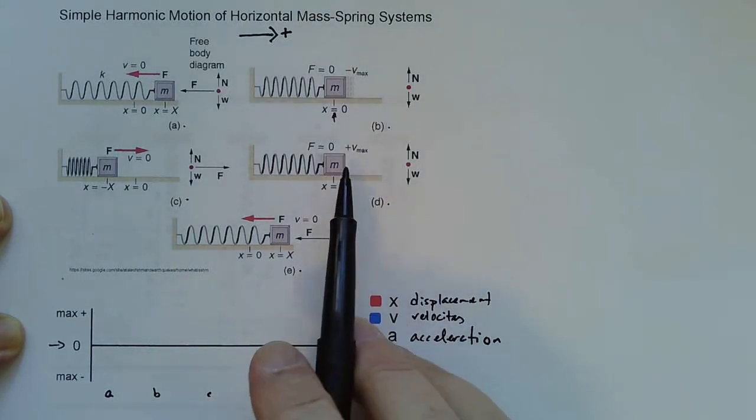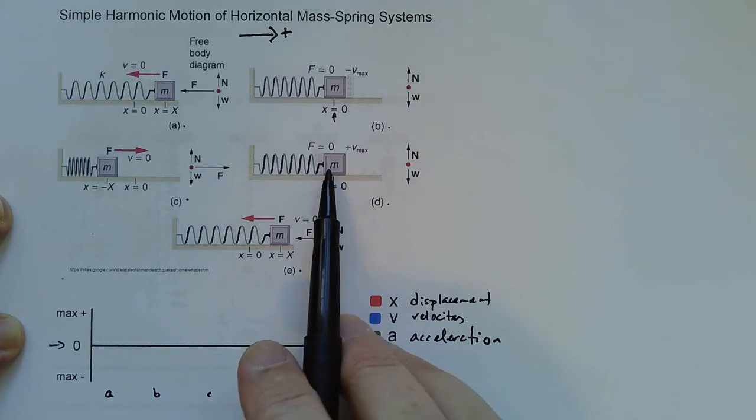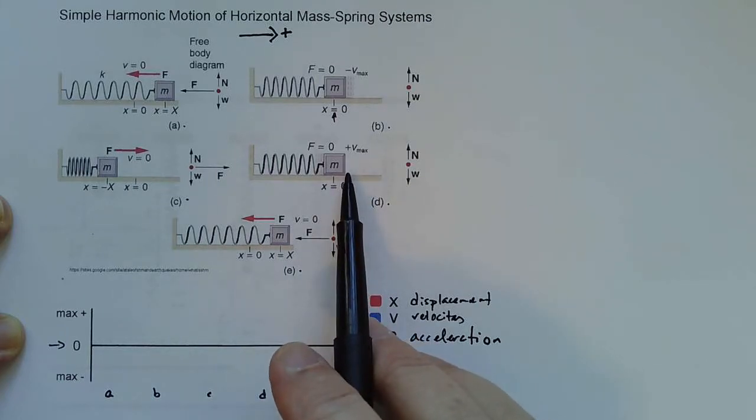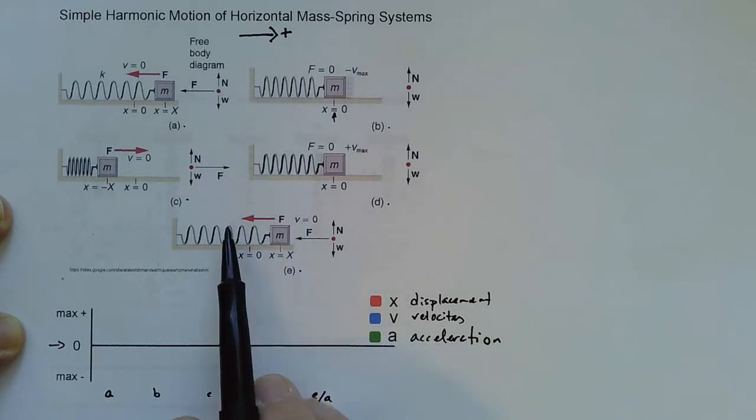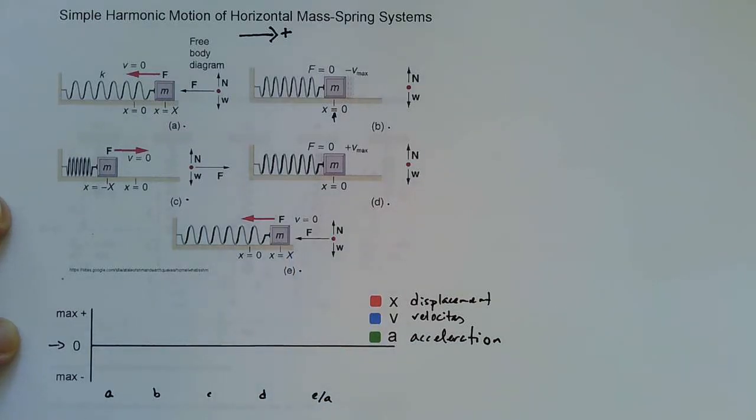And then, of course, the force is going to switch as soon as it passes equilibrium and be to the left. And so it's going to start to slow down again until it stops when there's the maximum force to the left. So let's graph what that looks like then. Let's think about the displacement at first.